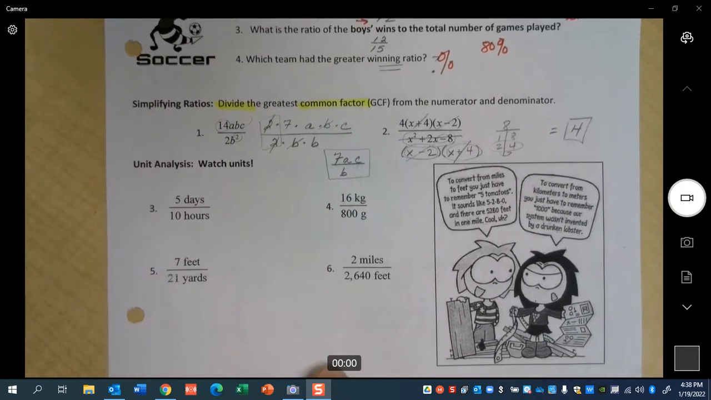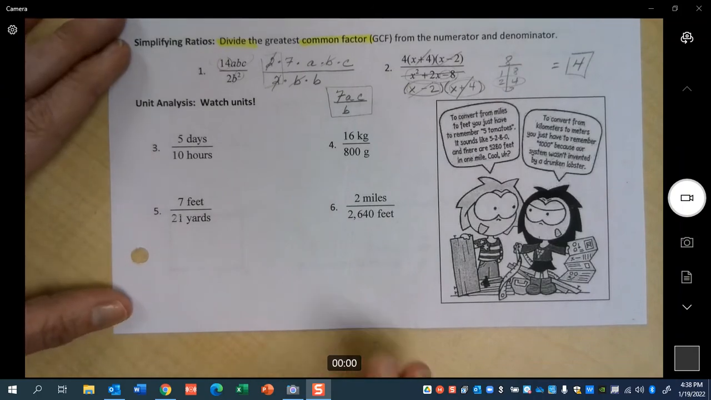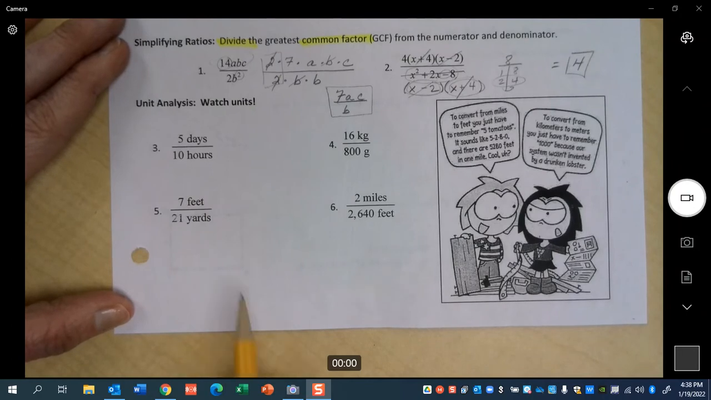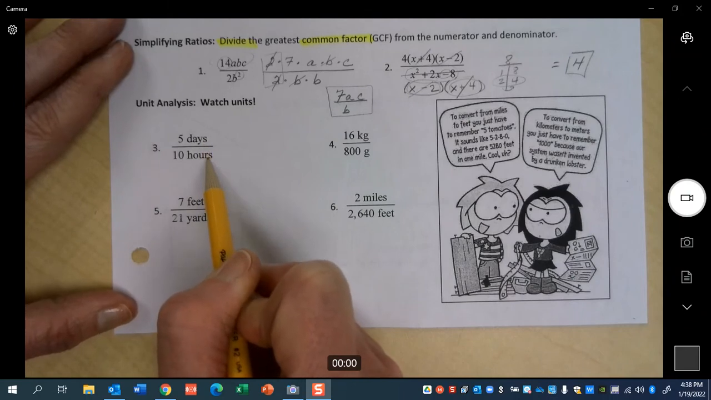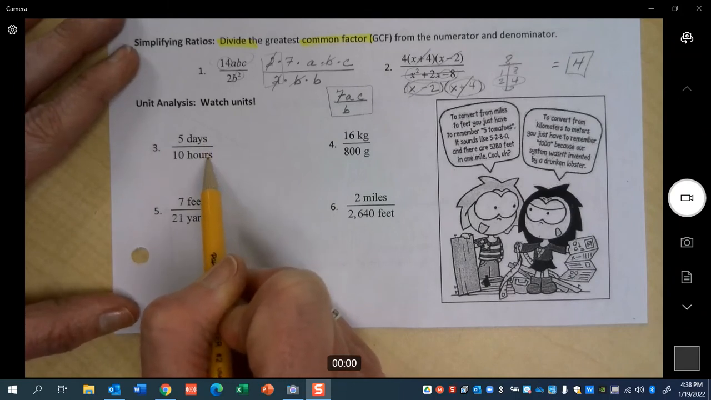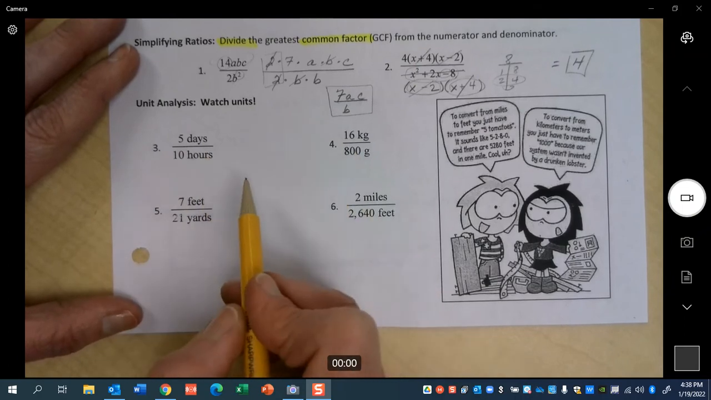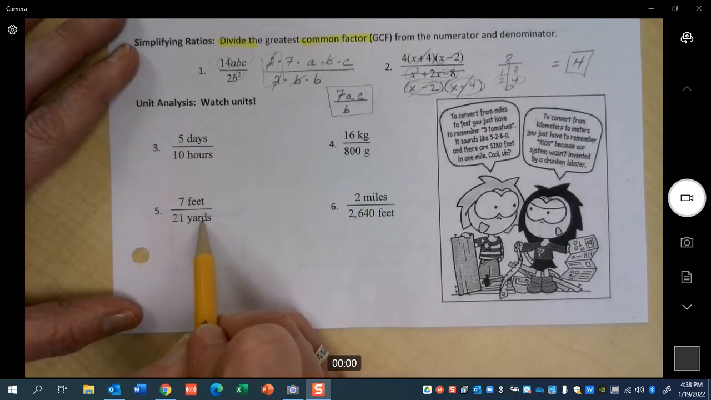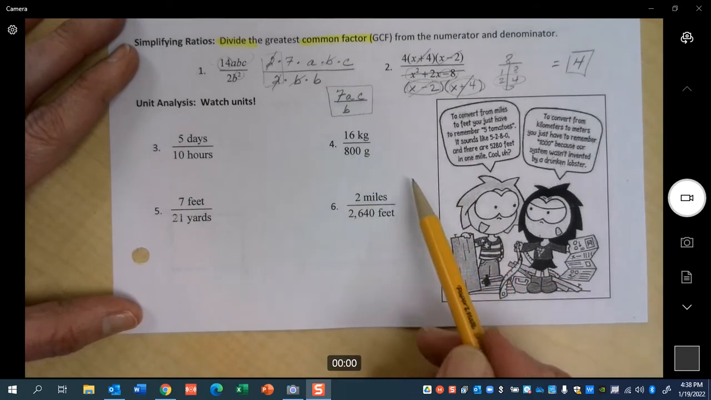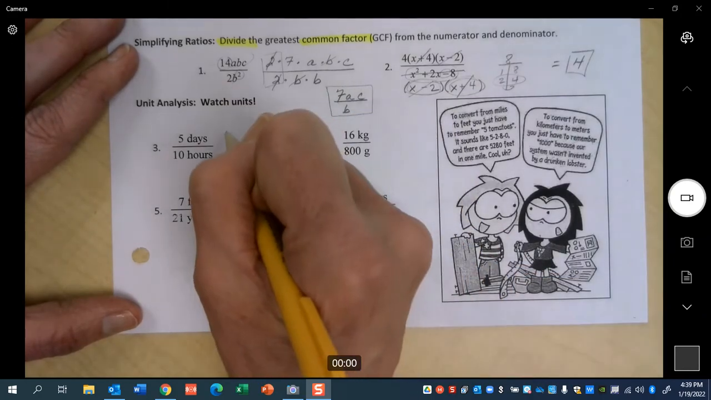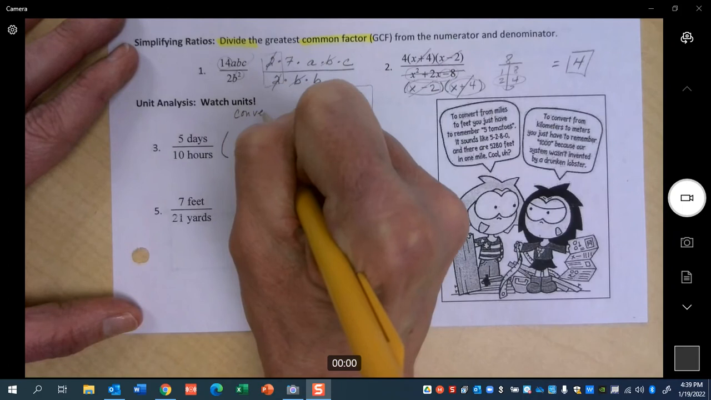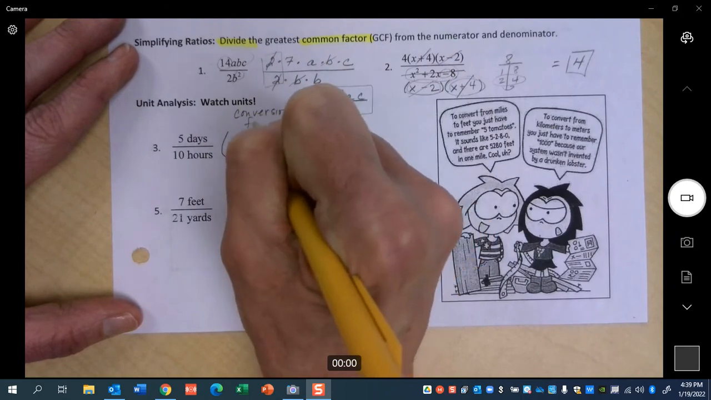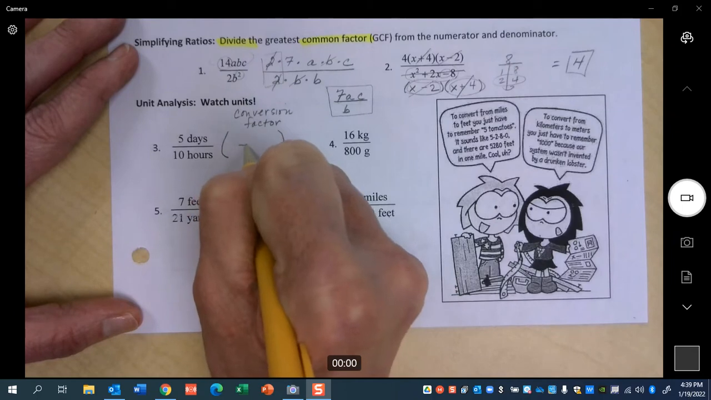All right, so in our skills practice, we again talked about watching how we simplify these. You're not going to simplify this to 1/2 because my days and my hours don't match up. So we want to try to keep track of how many hours are in a day, how many feet in a yard, how many grams in a kilogram, and again, how many feet in a mile. And that conversion factor has a value of 1.